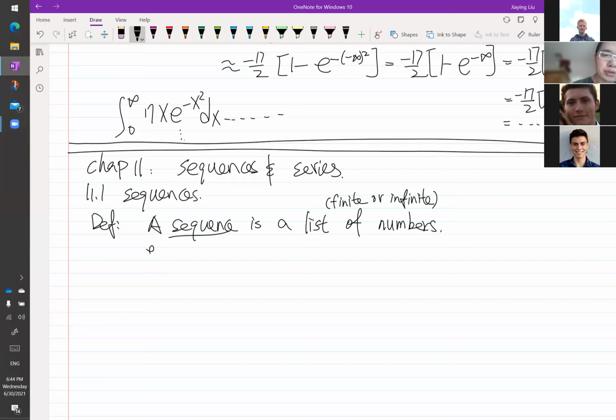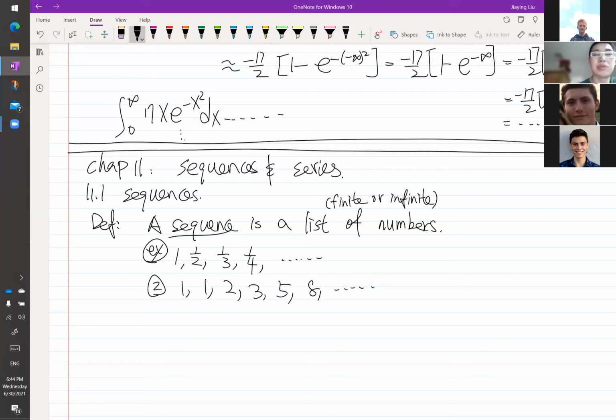For example, if we have a list of numbers like 1, 1/2, 1/3, 1/4, and so on, this list of numbers is a sequence. You could also have 1, 1, 2, 3, 5, 8. I don't know if you've seen this before. This is called the Fibonacci sequence.